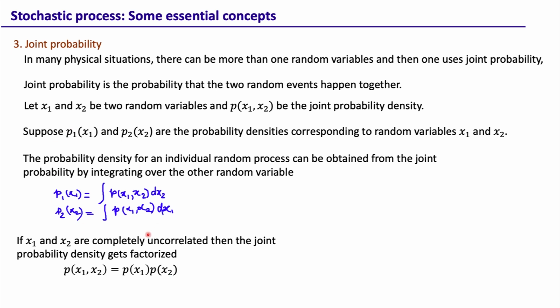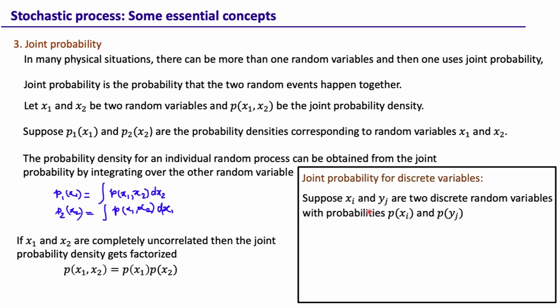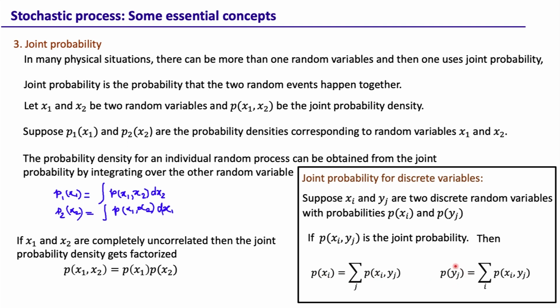Now what we have discussed is just the continuous random variables x1 and x2, but for discrete variables the concept remains pretty much the same. So suppose xi and yj are two discrete random variables with probabilities p(xi) and p(yj). And if p(xi, yj) is the joint probability, then p(xi), the probability that xi happens, is the joint probability of xi with all the yj, summed over j. Similarly, the probability of event yj happening is the sum of the joint probabilities of yj with all the xi. So it's basically the same concept. Here is the integral, here is the summation.